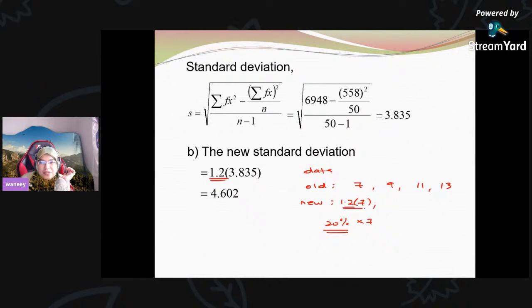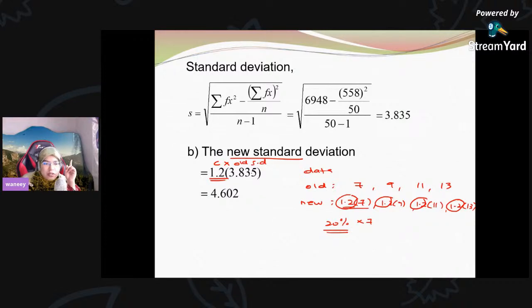Or you can say that it's 1.2 times 7. And then the new wage for this one is also 1.2 times 9, then 1.2 times 11 and 1.2 times 13. So for each of them, I actually need to multiply by 1.2. Since I'm multiplying each data by a constant C, it simply means that my new standard deviation is equal to C multiplied with the old standard deviation.